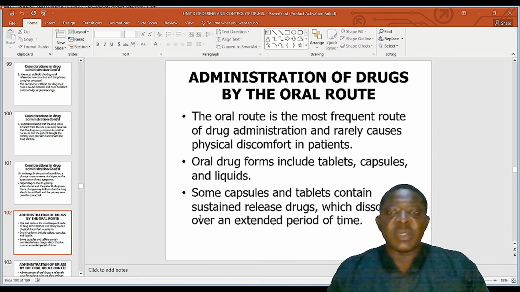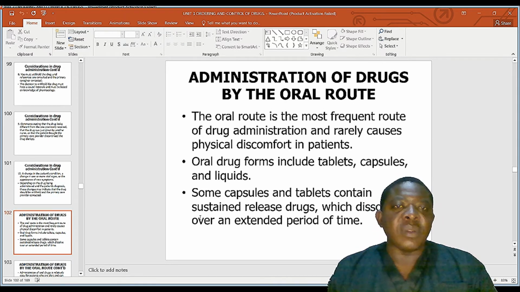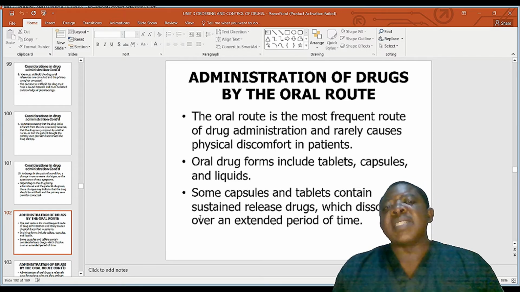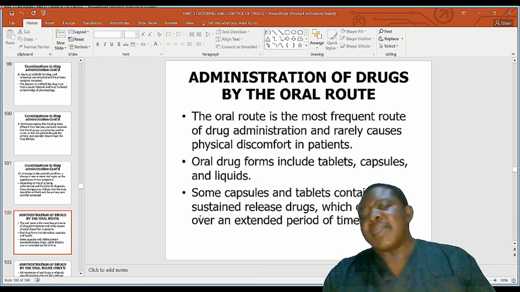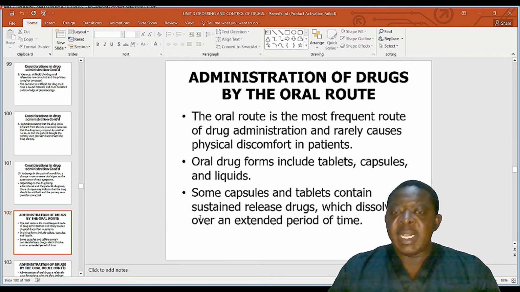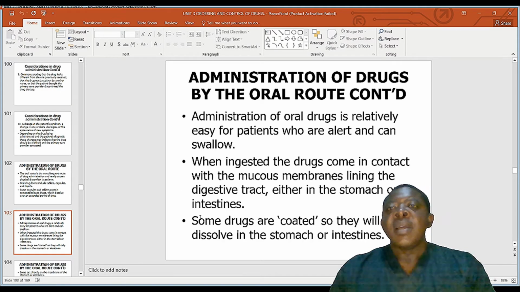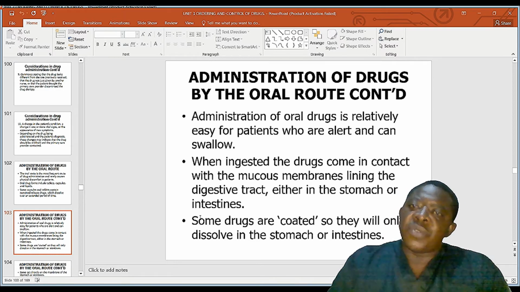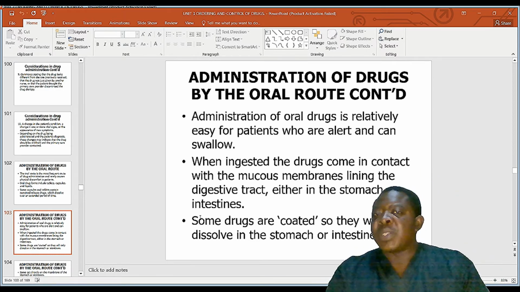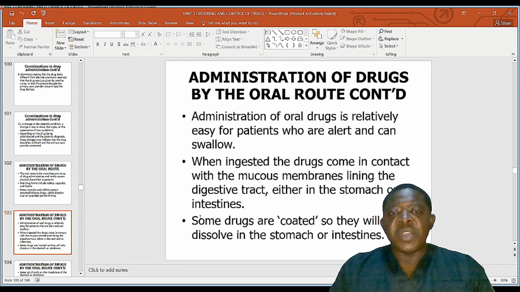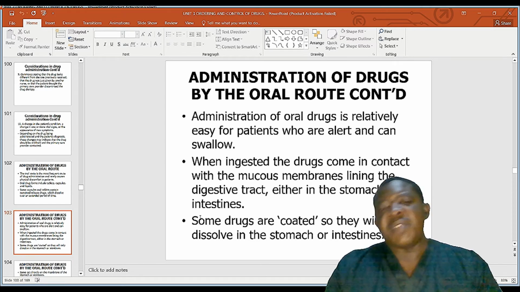The oral route is the most frequent route of drug administration and rarely causes physical discomfort in patients. Oral drug forms include tablets, capsules, and liquids. Some capsules and tablets contain sustained release drug which dissolve over an extended period of time. Administration of oral drugs is relatively easy for patients who are alert and can swallow. So those are some of the advantages of giving oral drugs.